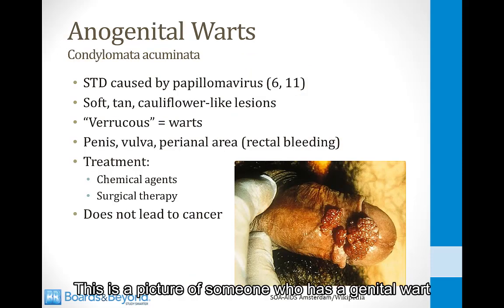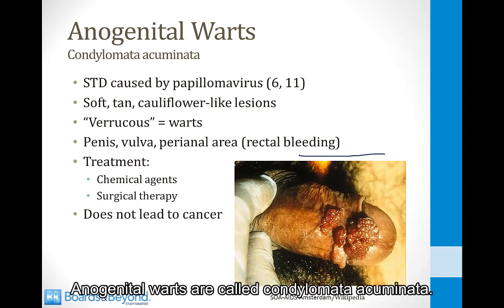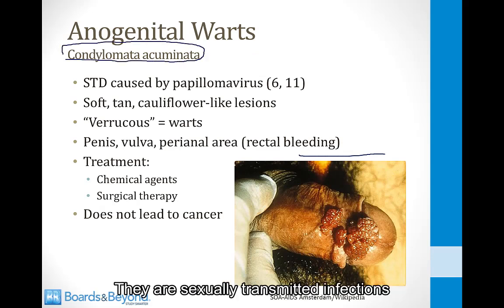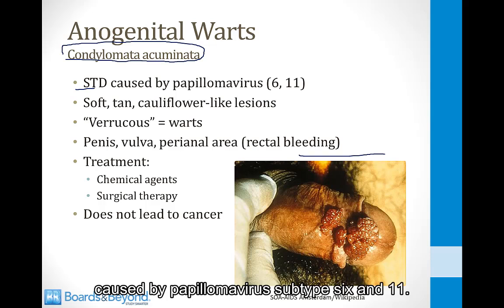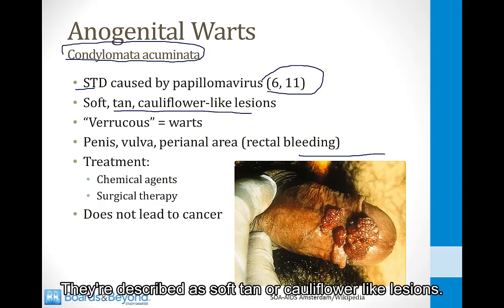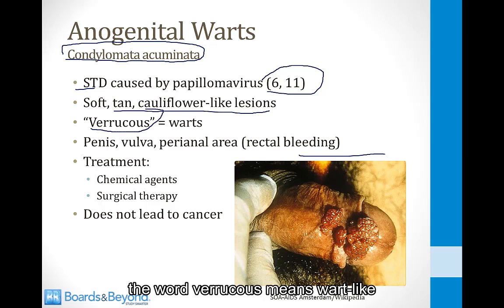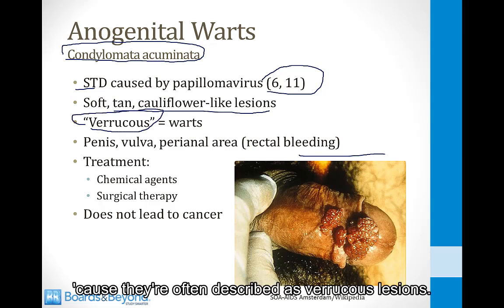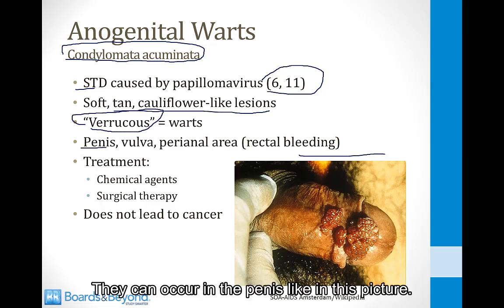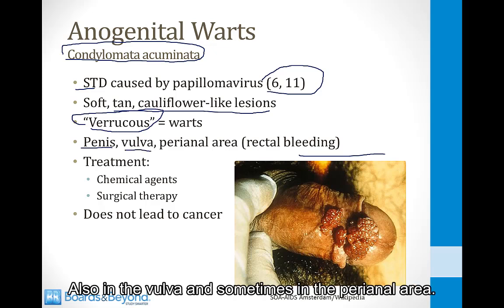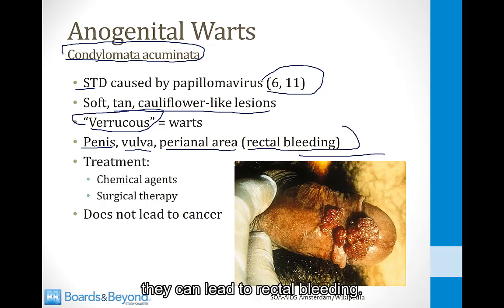This is a picture of someone who has a genital wart on his penis. Anogenital warts are called condylomata acuminata. They are sexually transmitted infections caused by papillomavirus subtype 6 and 11. They're described as soft, tan, or cauliflower-like lesions. In a board question stem, you should know that the word verrucous means wart-like, because they're often described as verrucous lesions. They can occur in the penis, like in this picture, also in the vulva, and sometimes in the perianal area. When they occur around the anus, they can lead to rectal bleeding.